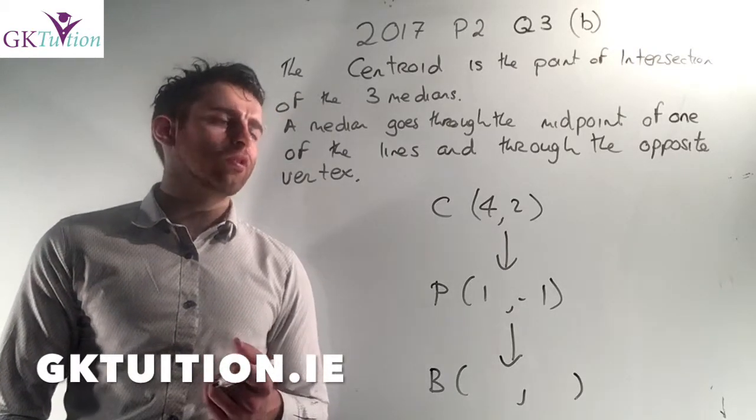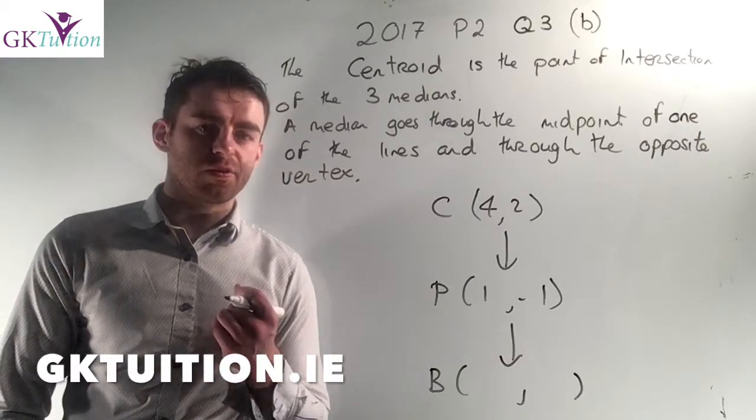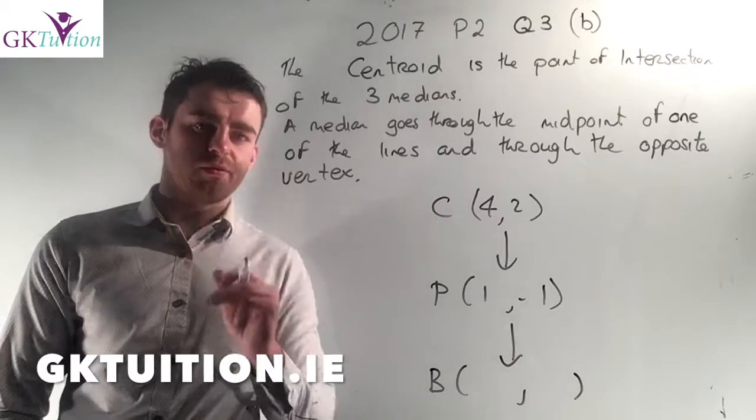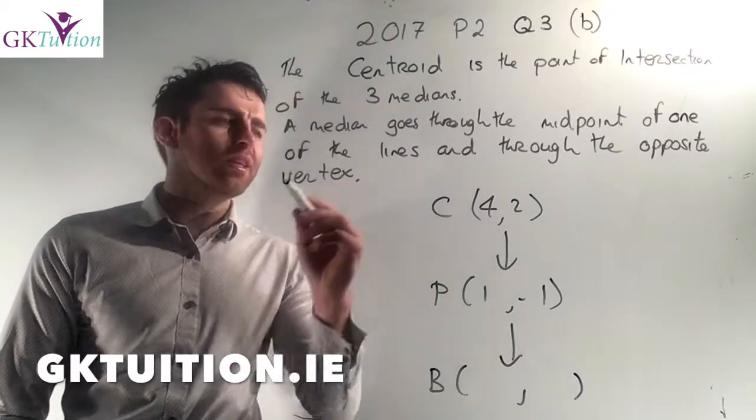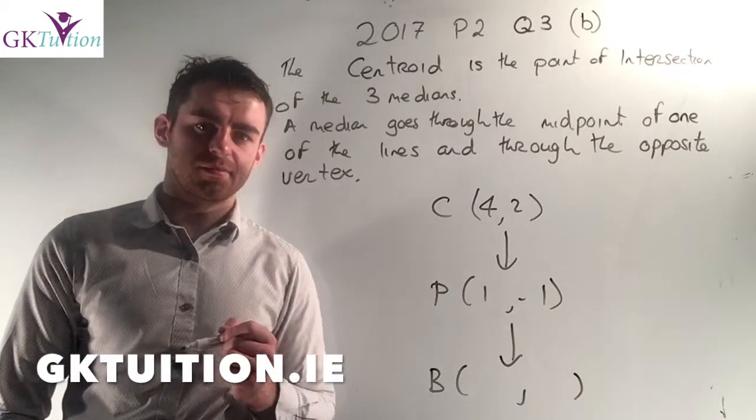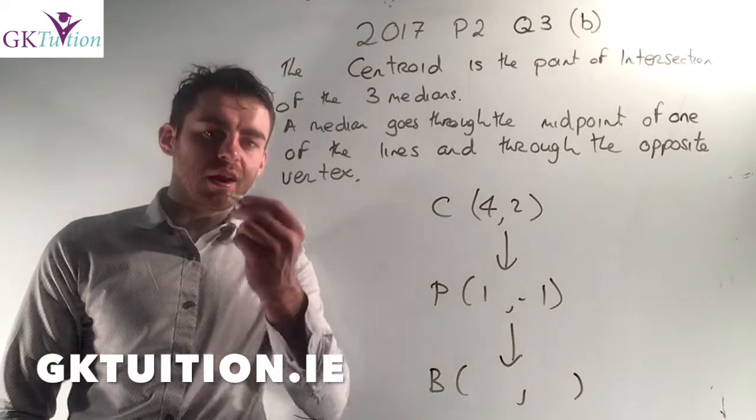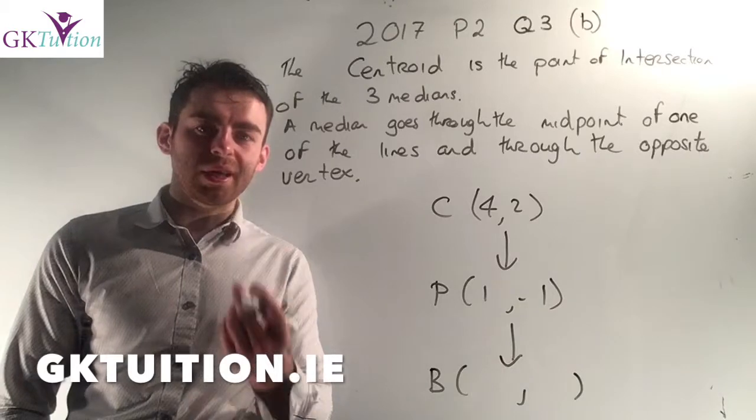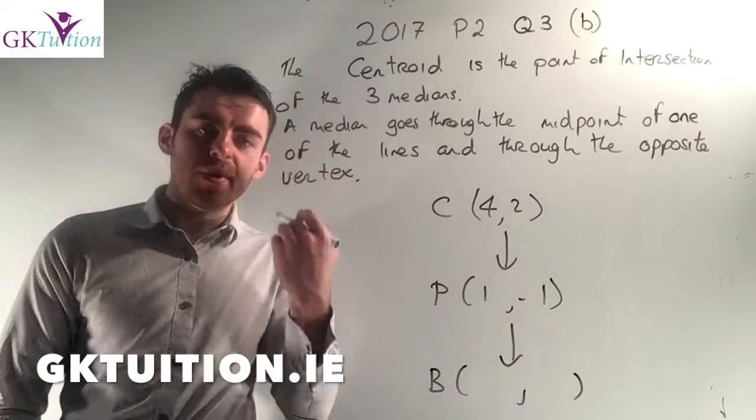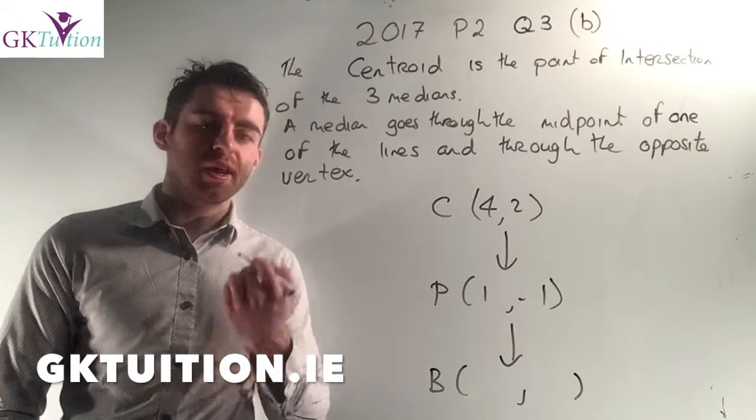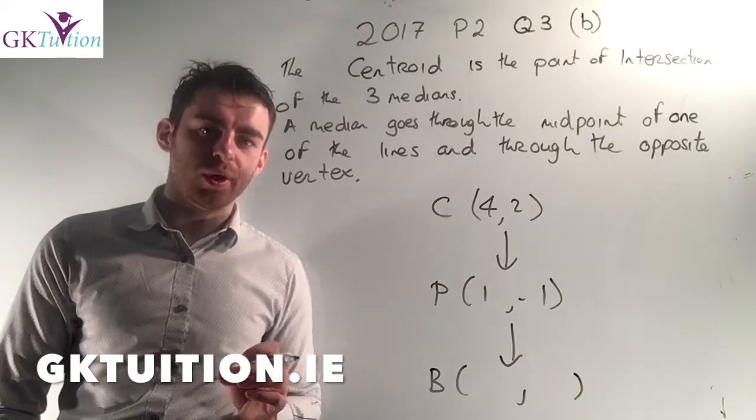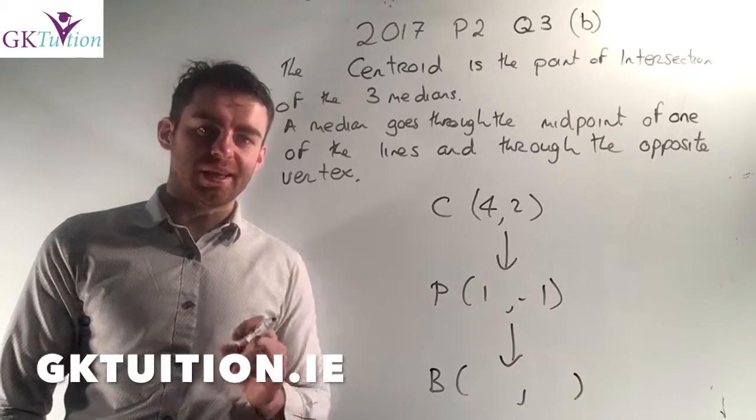The centroid of a triangle is the point of intersection of the 3 medians. All triangles have 3 medians, and a median goes through the midpoint of one of the lines and through the opposite vertex. So you need to recognize that the line AP was one of the medians. It goes through A and then through the midpoint of the opposite line. In other words, the coordinate that we just found, P, is actually the midpoint of the line BC.